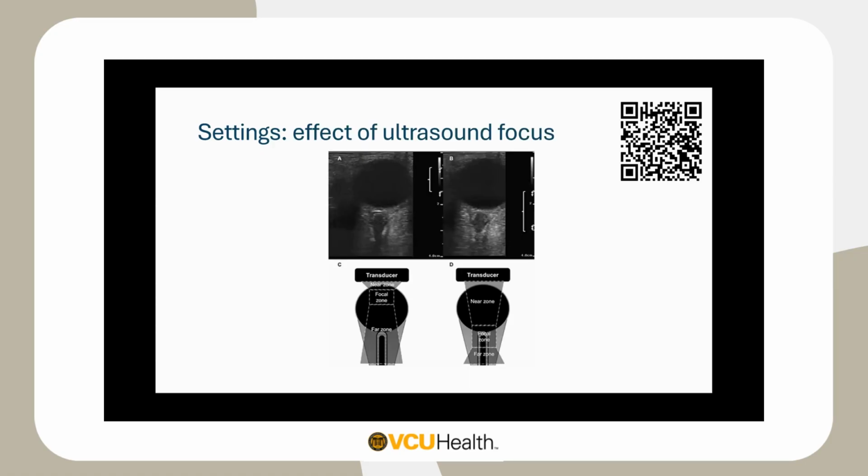Another one that people don't pay attention to sometimes is the effect of ultrasound focus. We think of the ultrasound beam as linear rays, but in reality, it's more like an hourglass-shaped beam. And your focal zone is going to have the highest resolution in your image. So a lot of the time it's expressed as these two X's or brackets or arrows on the side, and you can move it. So moving that focal zone to your area of interest would increase your resolution.